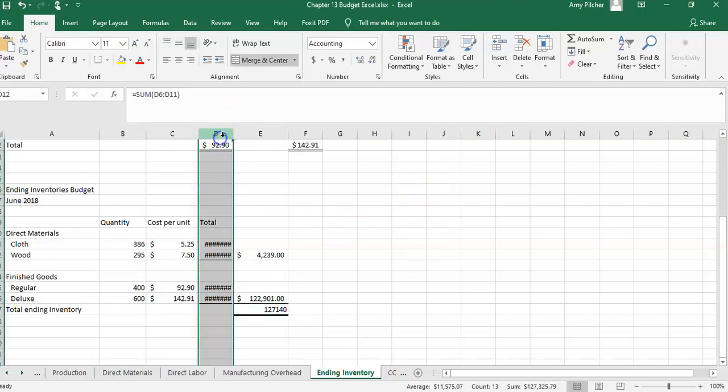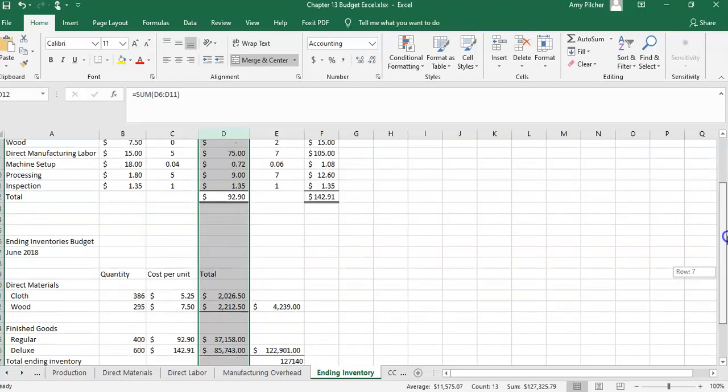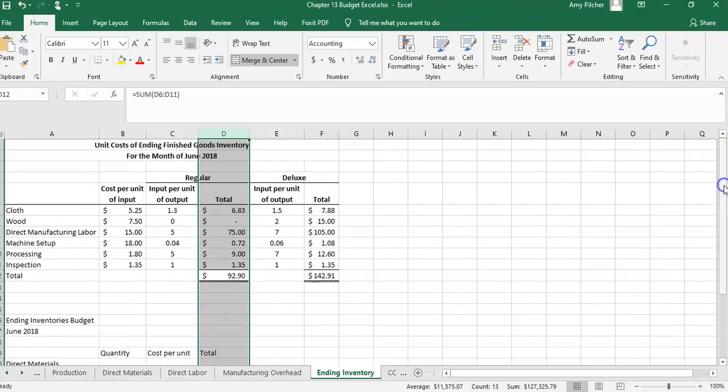We get to our ending inventory budget. This budget has all come from different information. We know that we have a cost per unit of output. We need 1.3 yards for the regular and 1.5 for the deluxe. If we add up all of the costs that we have, we end up with a total of $92.90 for our regular and $142.91 for our deluxe.